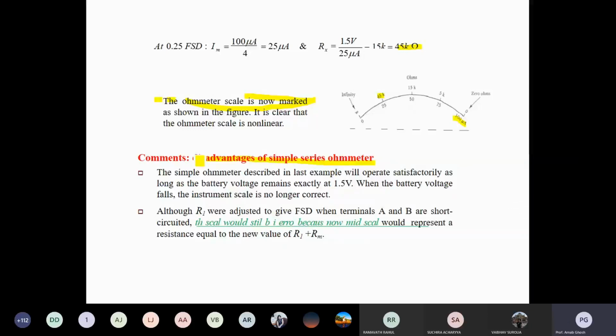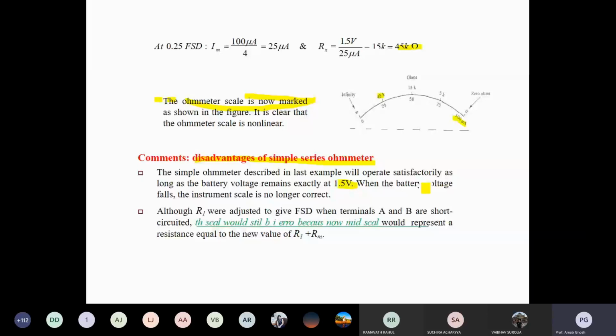Okay, the simple ohm meter described in the last example will operate satisfactorily as long as the battery voltage remains exactly 1.5 volt. So I have already given there is some prerequisite. So here the prerequisite is the battery voltage. It is already given 1.5 volt. When the battery voltage falls, the instrument scale is no longer correct. Definitely, a battery voltage fall matters because it follows Ohm's law.